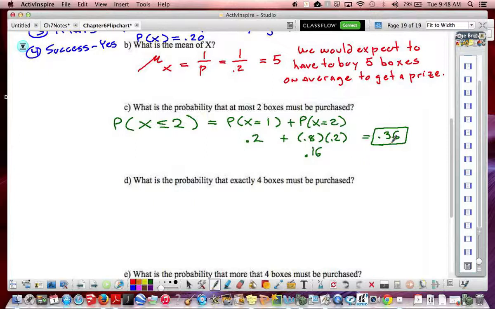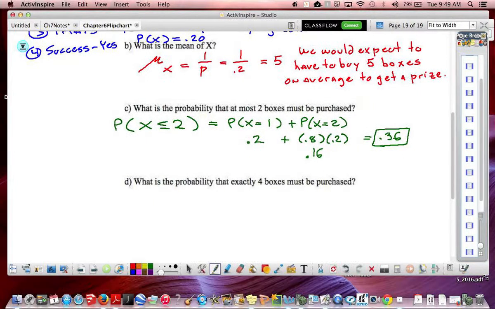So, now for those that like the calculator, if I wanted to use my calculator, I could go geometric CDF. My probability of success is 0.2. I want the number of successes to be 2 or less. So that's my K.